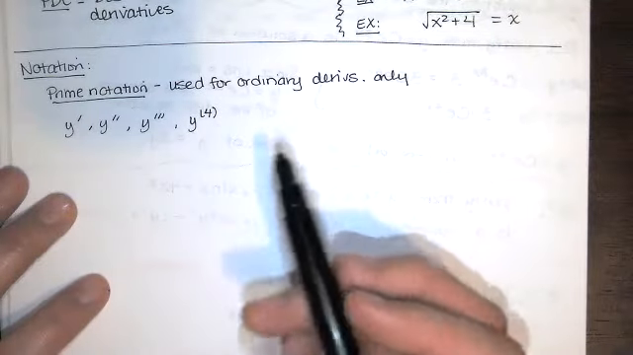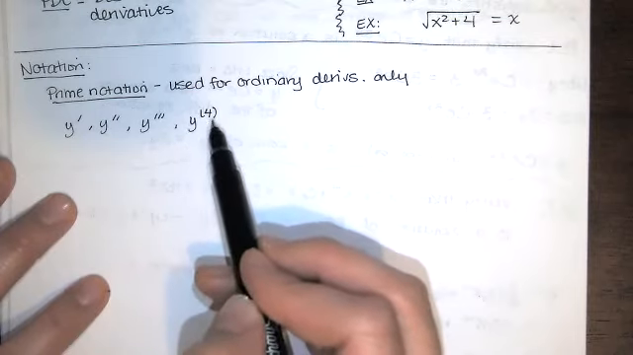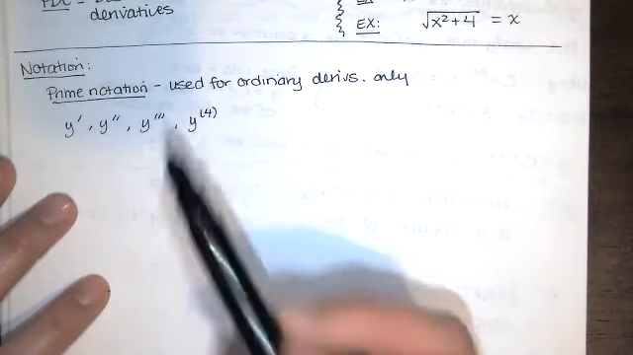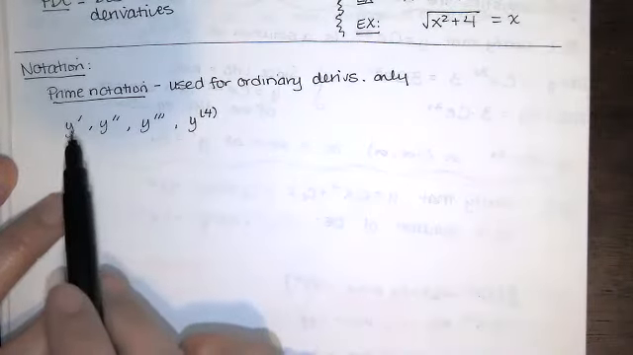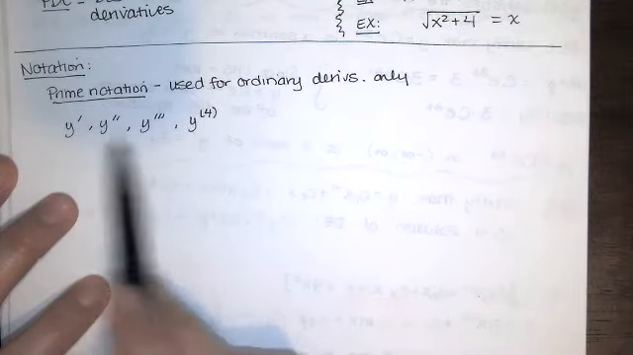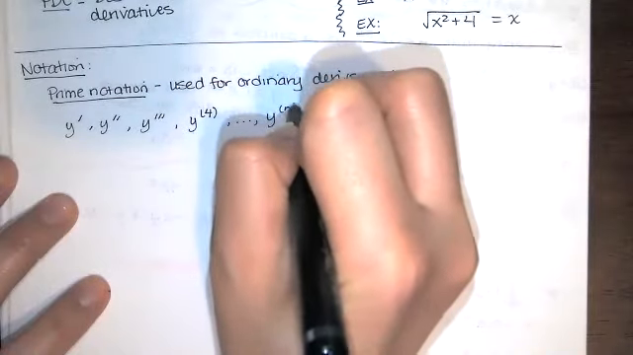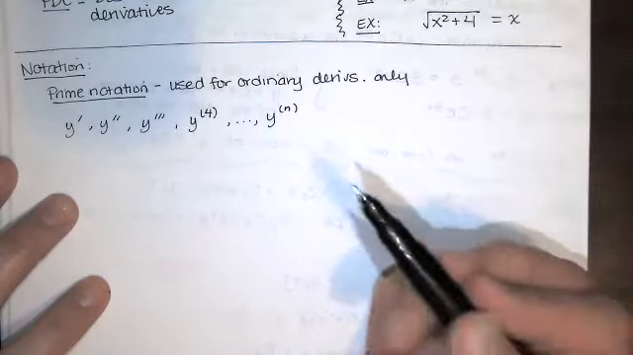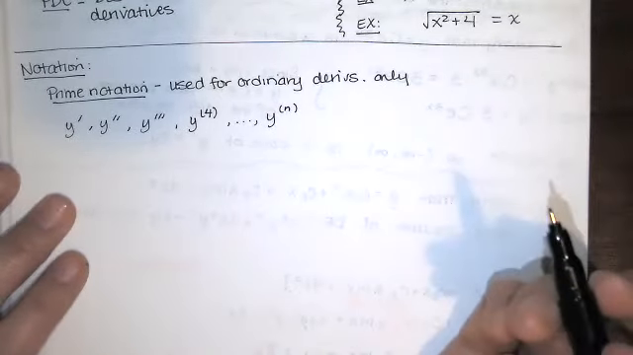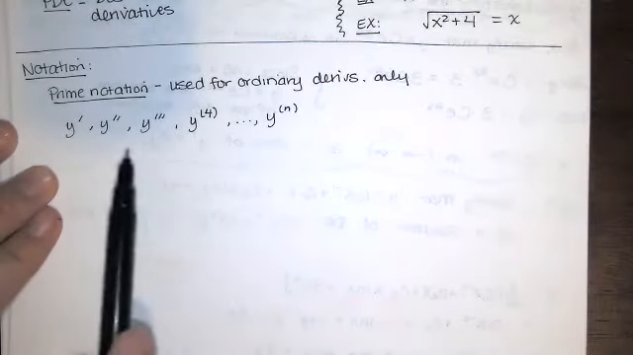It's not y to the fourth power. If those parentheses weren't there, I would assume that this is y to the fourth. But since the parentheses are there, that tells me I'm talking about the fourth derivative of y with respect to some variable. Now, one of the downsides of prime notation is the independent variable isn't listed here. The nth derivative can be written that way, and that's the nth derivative of y with respect to some variable. So that's prime notation, and it's used for ordinary derivatives. We never use this for partial derivatives.